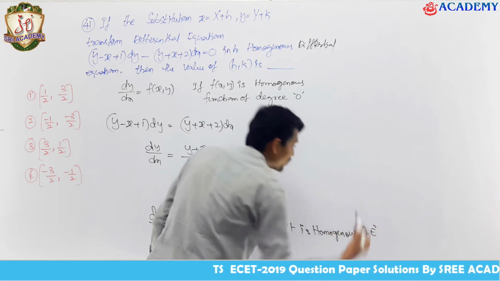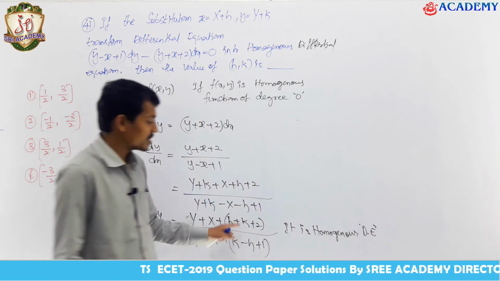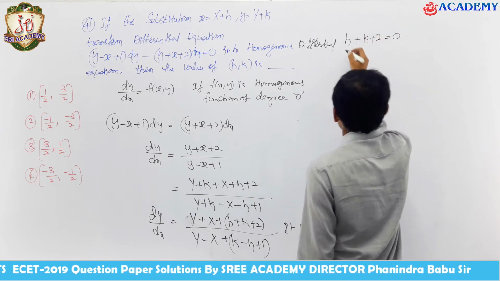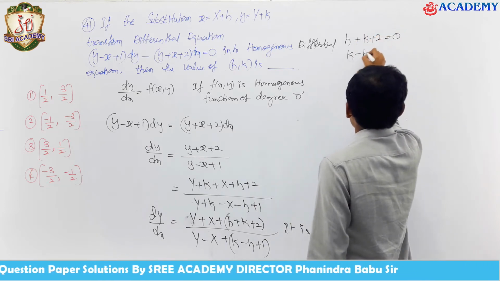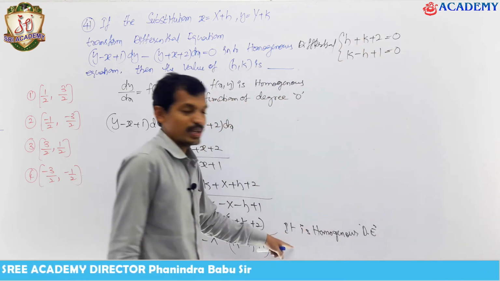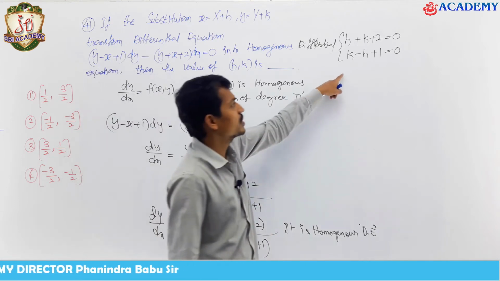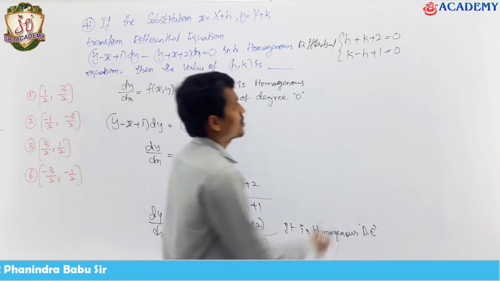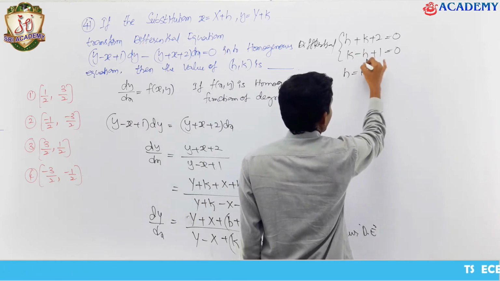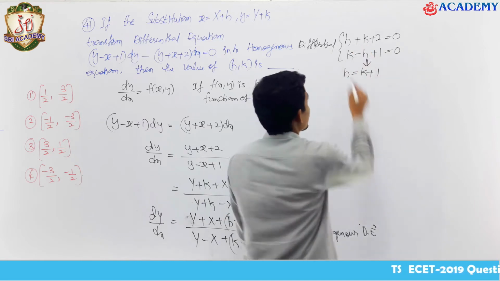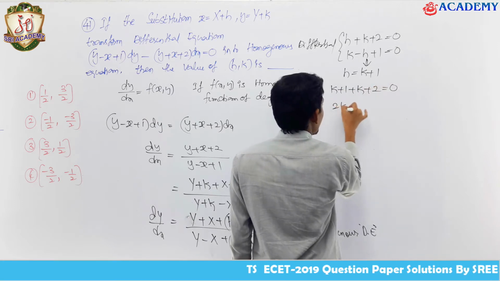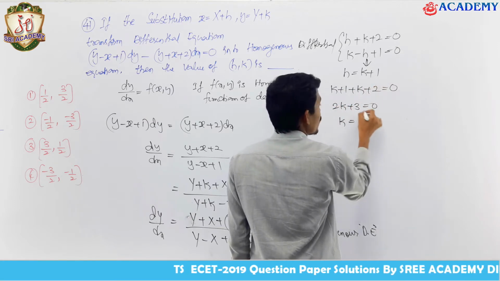To be a homogeneous differential equation, the constants h plus k plus 2 is going to be 0, and k minus h plus 1 is also going to be 0. These two are going to be zeros. Then only it is said to be a homogeneous differential equation. By solving these two equations, you can get the h comma k values. Simply, I am writing h equal to k plus 1 from one equation. Now I am replacing h with k plus 1 here: k plus 1 plus k plus 2 equal to 0. That is 2k plus 3 equal to 0, k equal to minus 3 by 2.